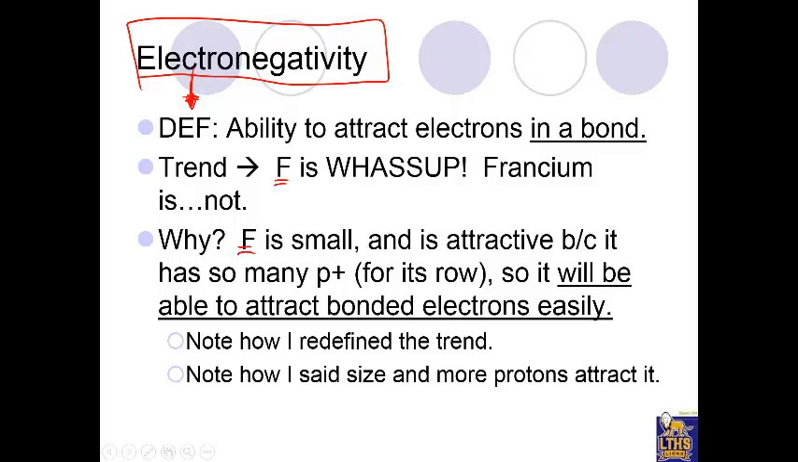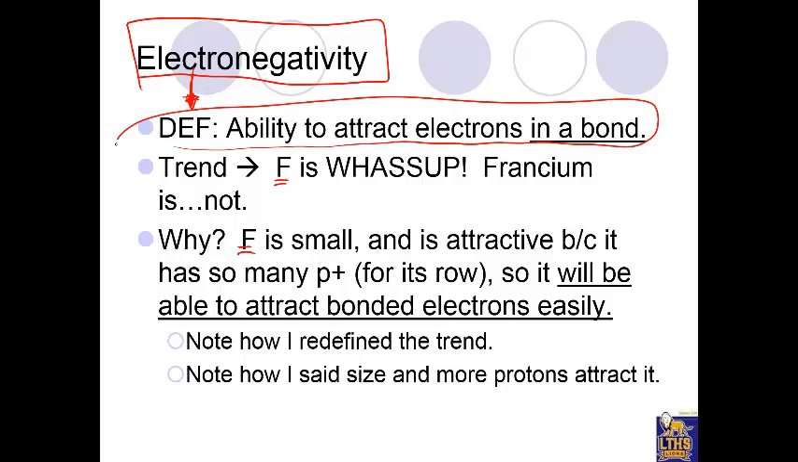All right, so I redefined the trend based on the size of the atom. And I said size and more protons attract. Okay, so electronegativity, here's the definition: ability to attract electrons when forming a bond. Fluorine is a what's up and francium is not. Okay, why? Smaller atoms have a greater ability to attract electrons in forming a bond.